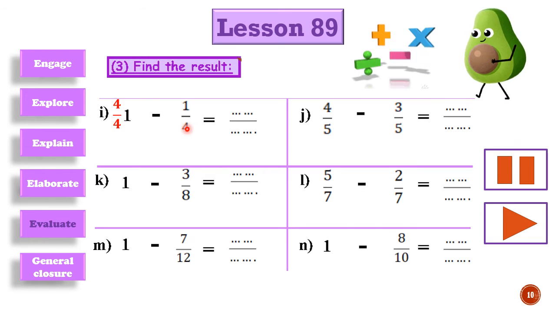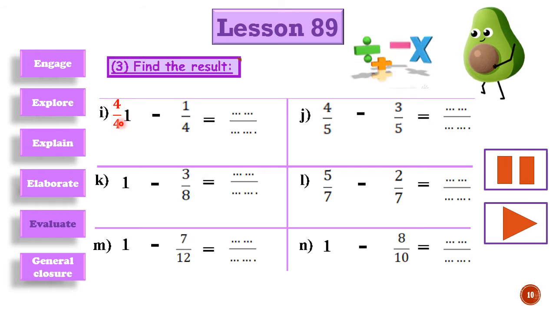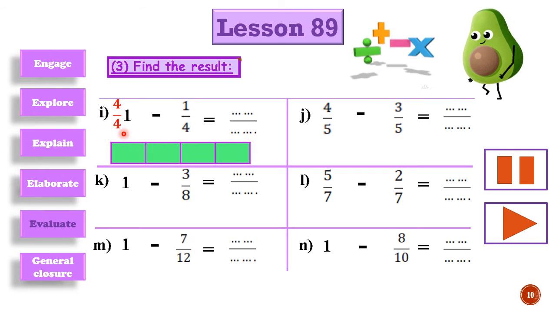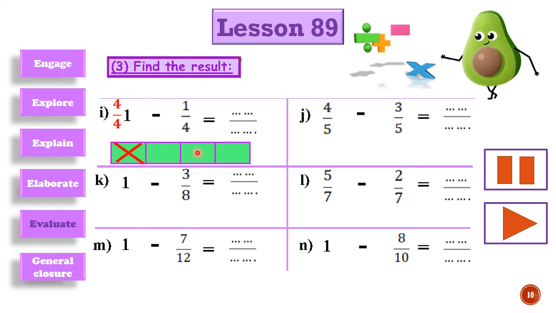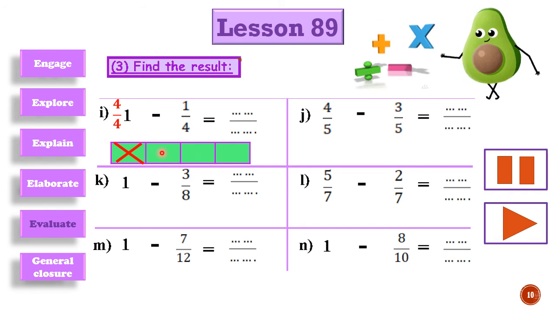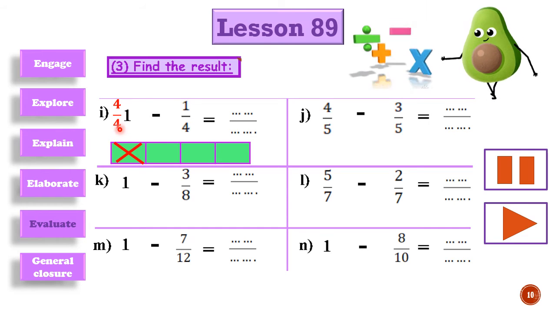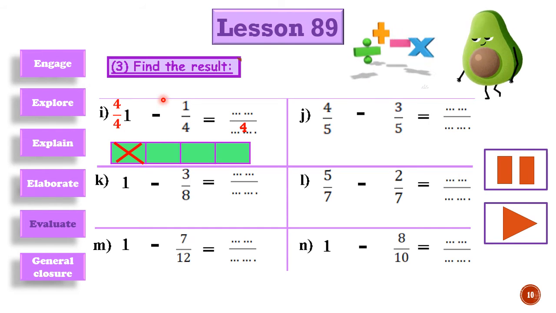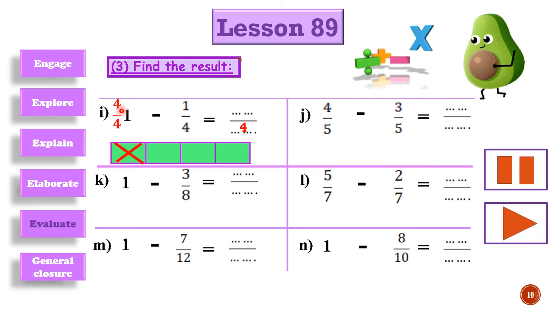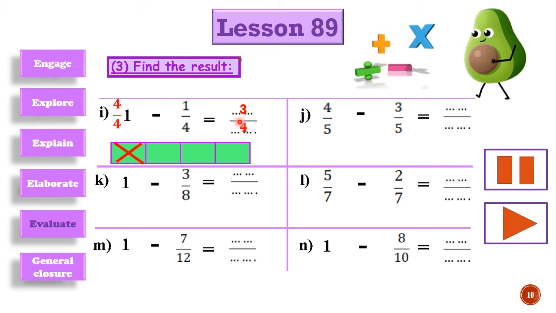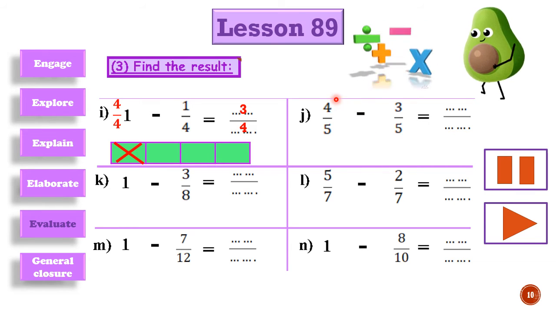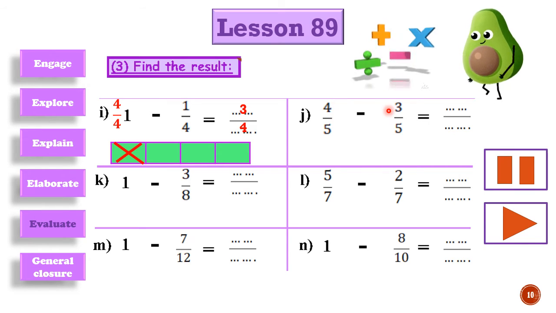As the denominator of this fraction, just form it. Then draw our 4 fourths fraction. Just cancel one part out of 4. The rest will be 3 fourths. From here, 4 will be the same 4 in the denominator. Just subtract the numerators. 4 minus 1 equals 3. 3 fourths. Good job. Here we have 4 fifths minus 3 fifths.